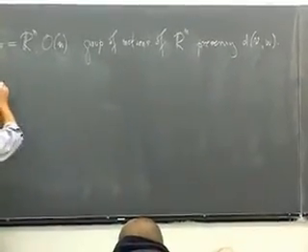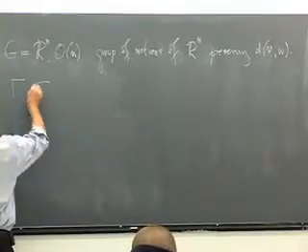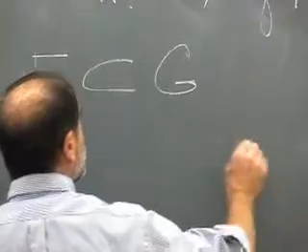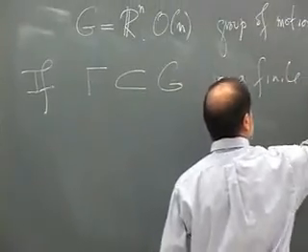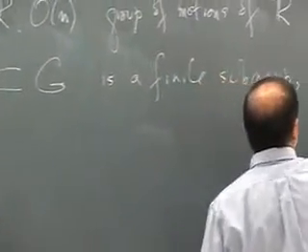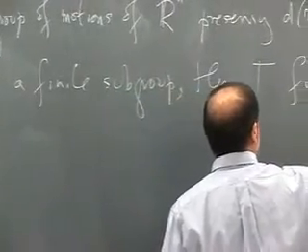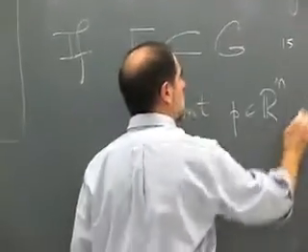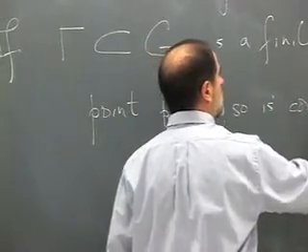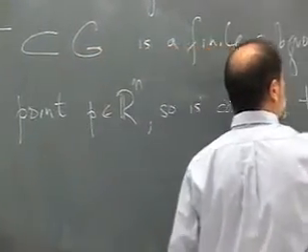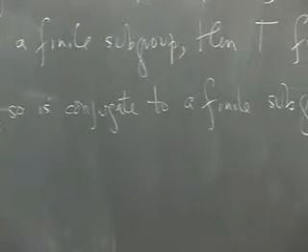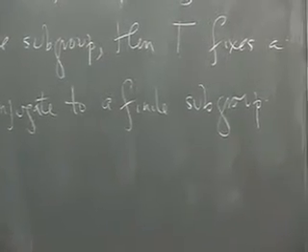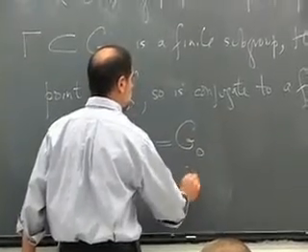Last time we proved, well, we did this for n equal 2, but if you look at the proof, it's exactly the same, that if you have a subgroup gamma of G which is finite, then gamma fixes a point P in Rn, so it is conjugate to a finite subgroup gamma inside of On, which is the subgroup G0 fixing 0.